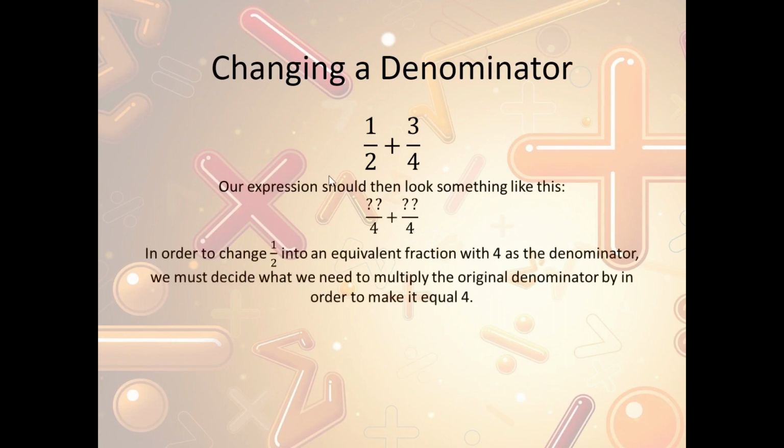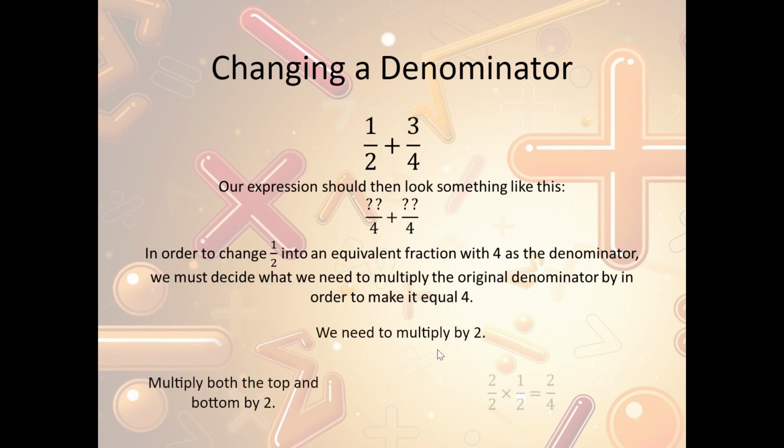So now we need to figure out what we need to multiply 1 half by to get a denominator of 4. Well, we know that we need to multiply 2 by 2 to get 4. So we're going to have to do it to both the top and bottom. So we're going to multiply both top and bottom by 2. So we get 2 over 2 times 1 over 2 is equal to 2 over 4. Because 2 times 1 is 2. 2 times 2 is 4. So this is 2 over 4 plus 3 over 4 now.